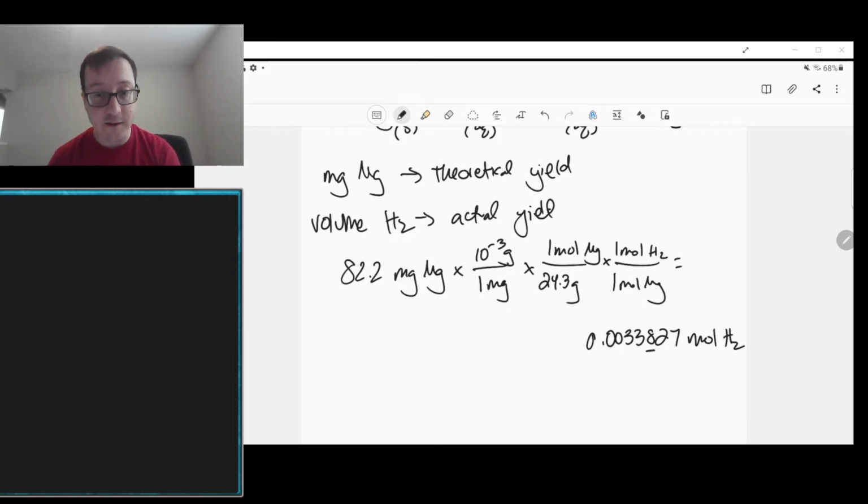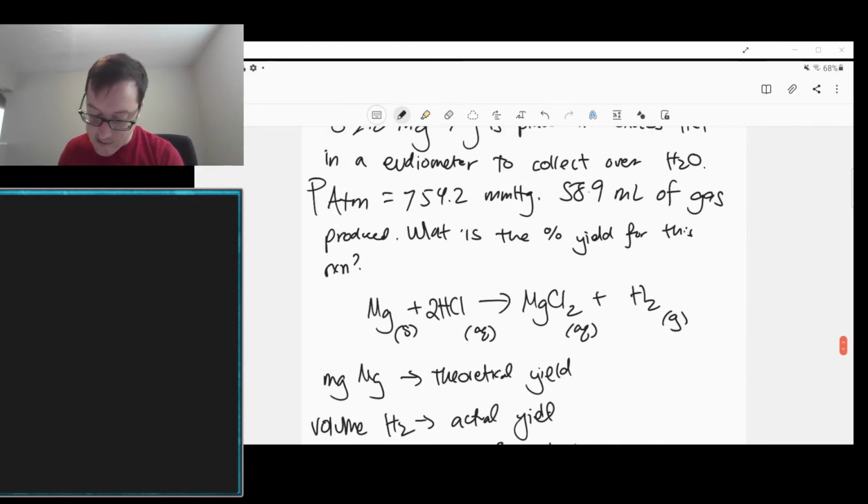So that's our theoretical yield. If we want to do our actual yield, we have to take a look at the actually measured value. So the pressure, remember that a barometer works by having the pressure inside the tube equal to the pressure outside the tube, right? Because that's how a barometer measures pressure. We measure it against gravity.